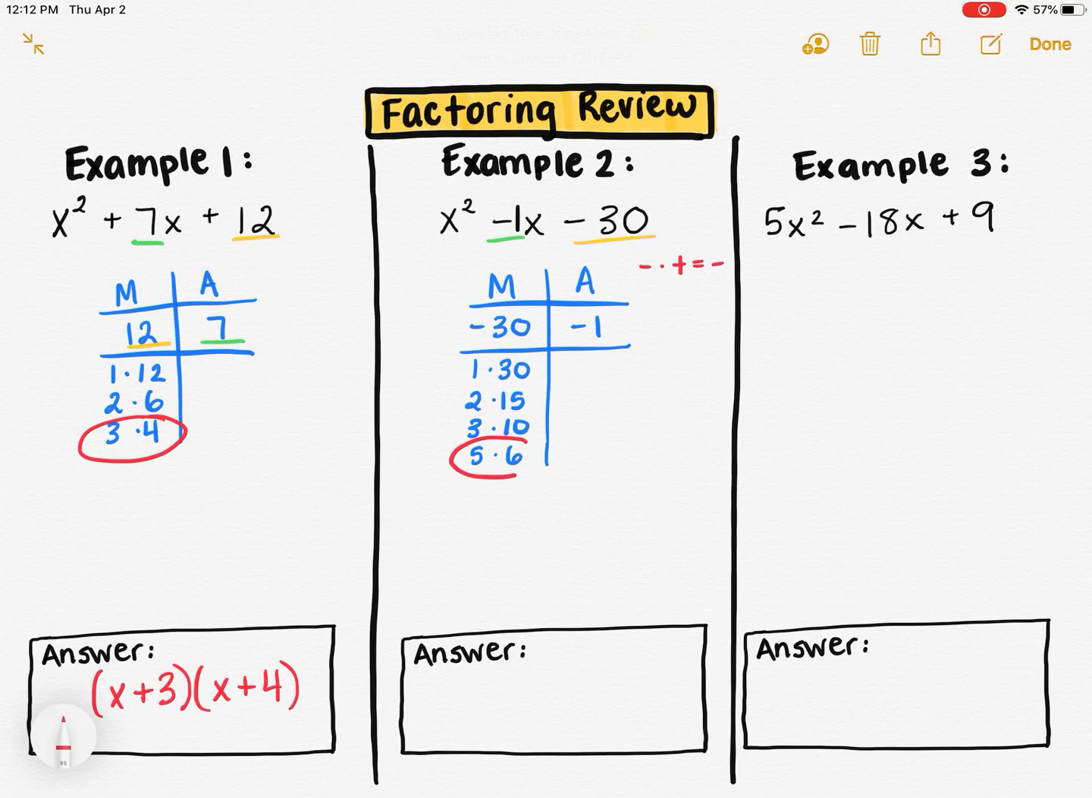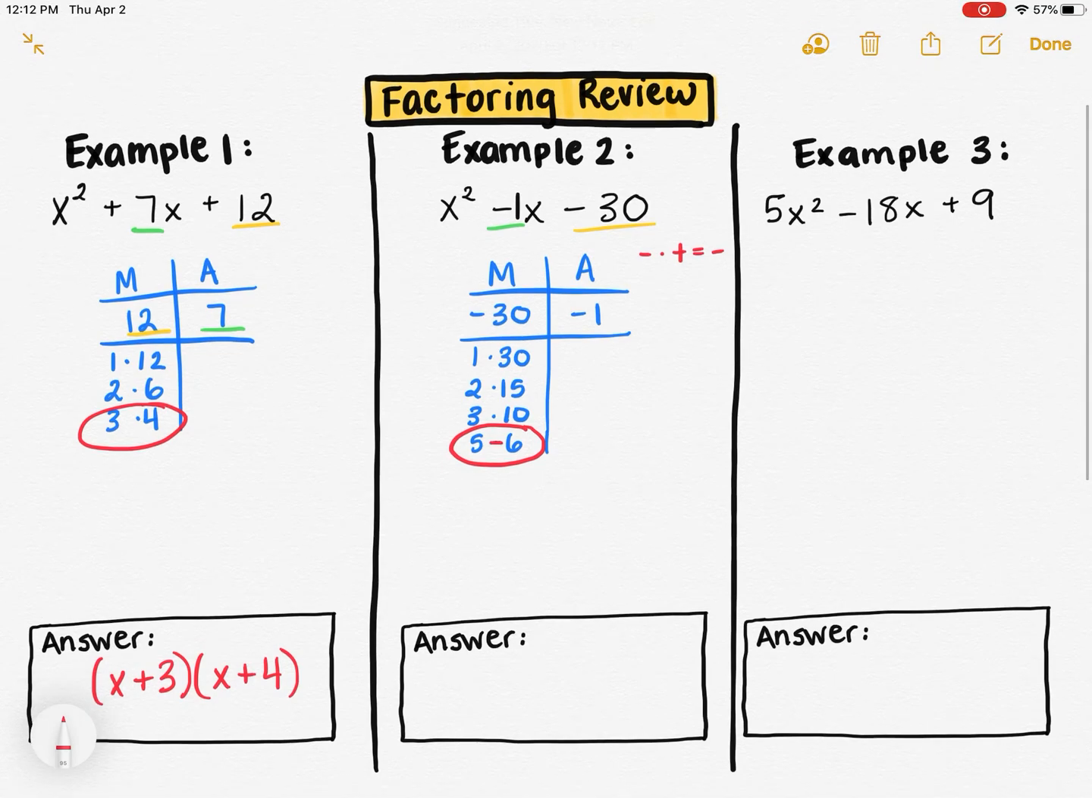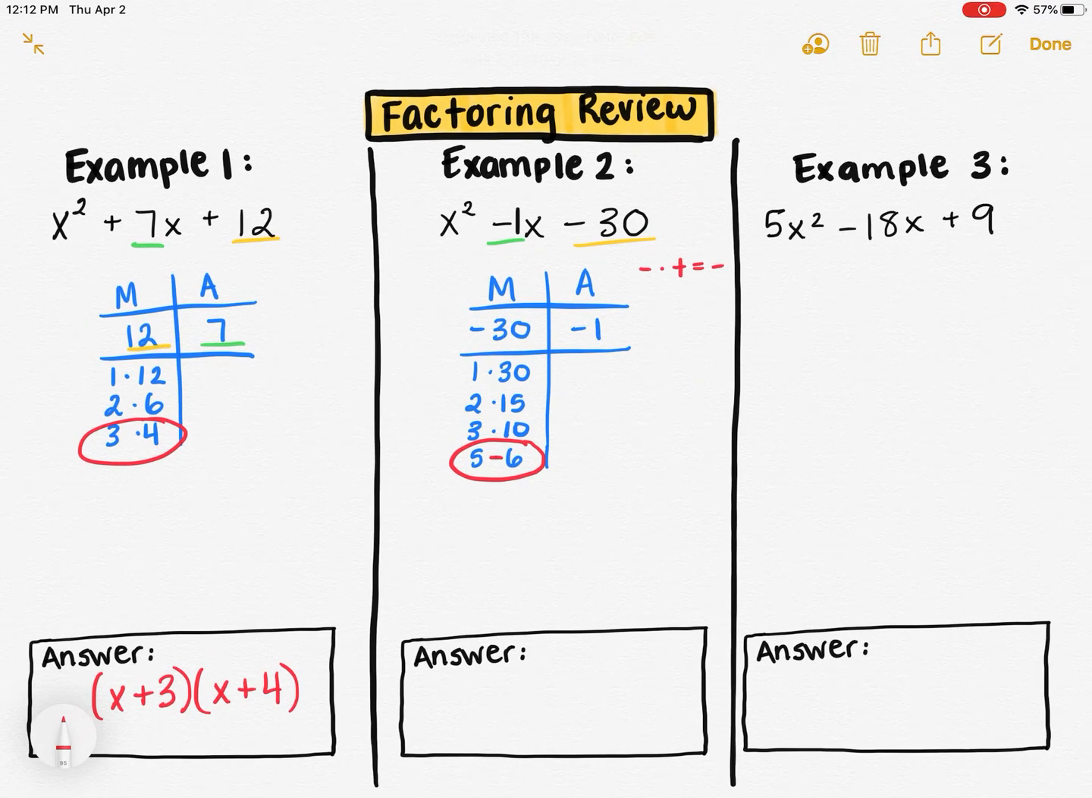So that means 5 and 6 have to be my pair, but I have to figure out which one is negative. So if I'm adding to -1, if the number I'm adding to is negative, then the bigger number in the factor pair needs to be negative. So that means 6 needs to be negative. Again, the reason for that is I'm adding to a negative, so the bigger number has to be negative. Okay, so we have +5 and -6. So that means our answer is x plus 5 times x minus 6.